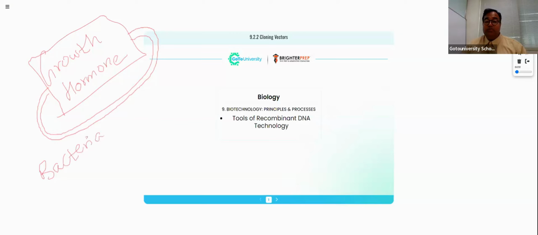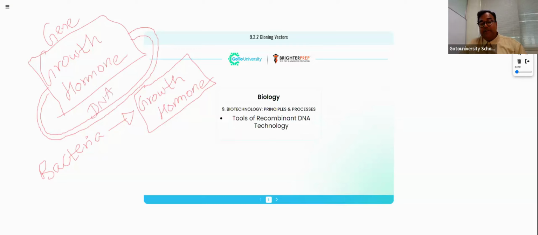Who releases the growth hormone? Bacteria synthesize and release the growth hormone, right? And this growth hormone is produced by the bacteria because we incorporated the growth hormone gene into the bacterial DNA. So we introduced the growth hormone gene into the bacterial DNA, and that bacterial DNA made the growth hormone, which is not required for the bacteria. So it releases it outside of its body.